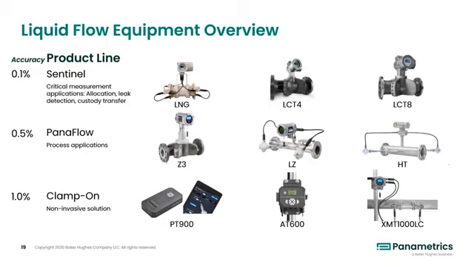The PanaFlow Z3 system builds on the same cast body flow cell styles of the Sentinel product line and utilizes the new XMT1000 electronics. This next generation meter improves on the XMT868i by offering a faster response time, more diagnostics, and the ability to measure up to 3 flow paths.